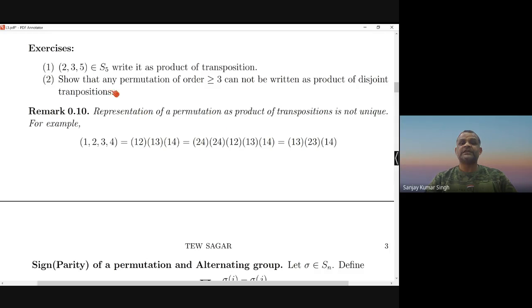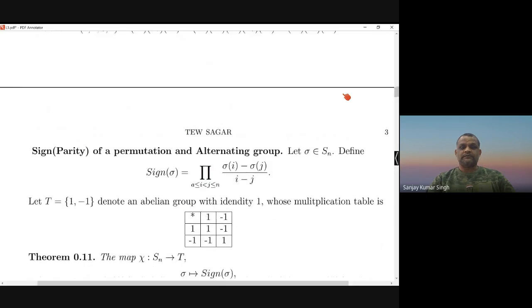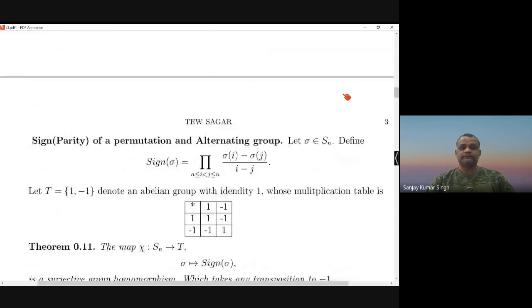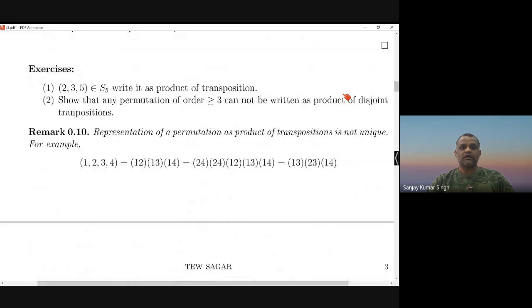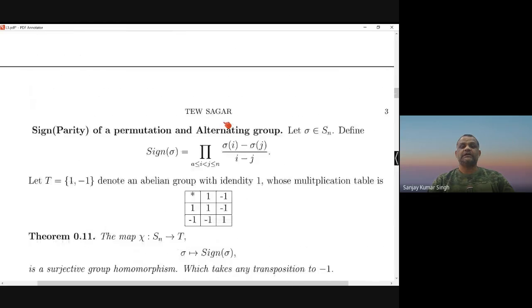One interesting exercise you can do: any permutation of order greater than or equal to 3 cannot be written as a product of disjoint transpositions. Maybe there is some mistake here, order 3.